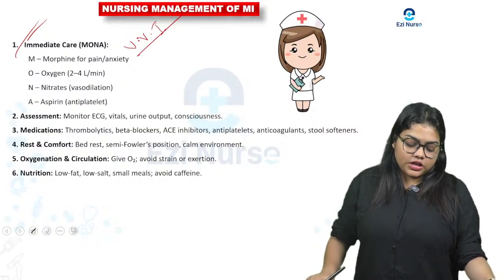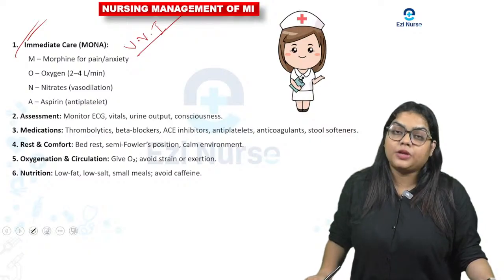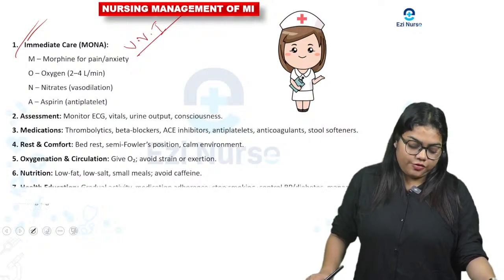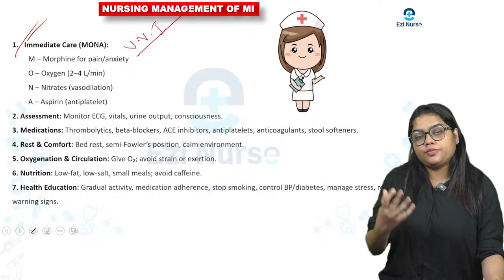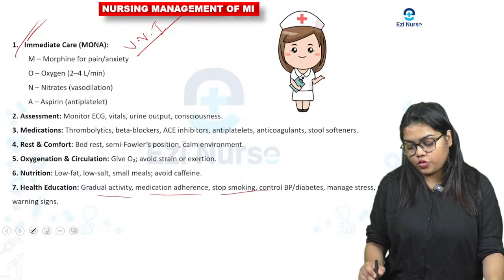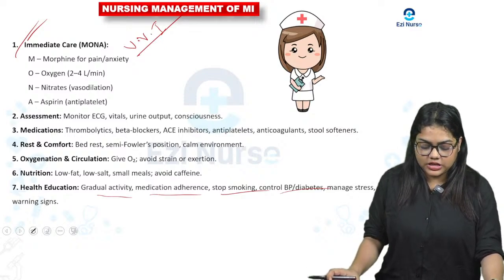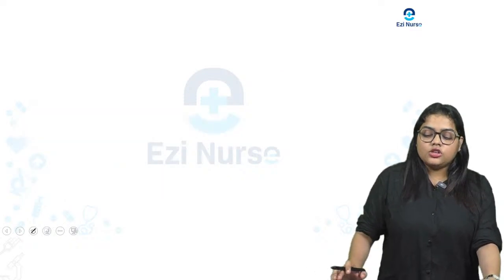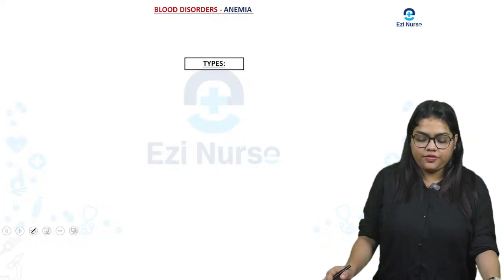For nutrition, very low fat, low salt, small meals, and we have to advise the patient to avoid caffeine and alcohol. Then health education: we can advise the patient to become active gradually, medication adherence, stop smoking, control blood pressure and diabetes, manage stress, and recognize the warning signs. Okay, so these are the nursing management we can give to a patient with myocardial infarction.